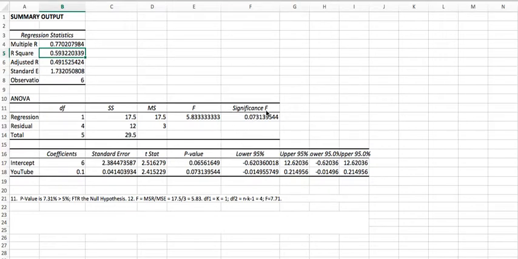Once again, look at the significance. Significance F is 7.31. Look at the p-value: 7.31. Let me repeat: when we have one independent, one predictor variable, your significance F and the p-value will always be the same.